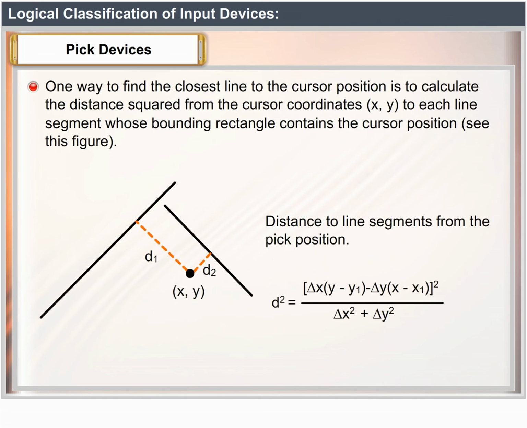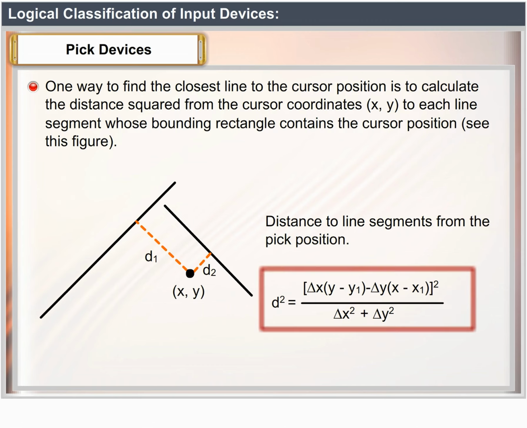One way to find the closest line to the cursor position is to calculate the distances squared from the cursor coordinates x, y to each line segment whose bounding rectangle contains the cursor position. See figure.